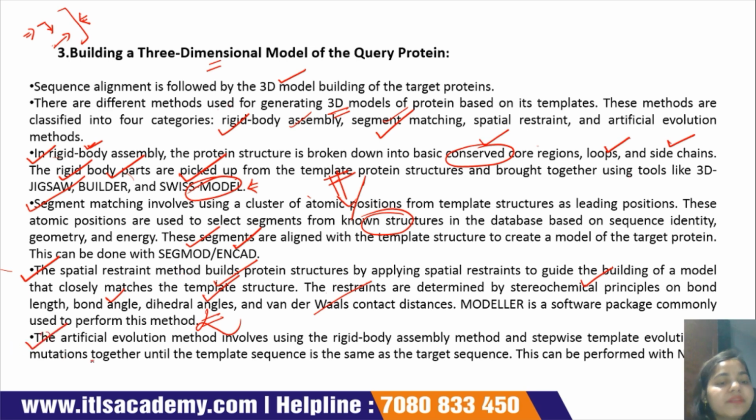Okay, next is the artificial evolutionary method. The artificial evolution method involves using the rigid body assembly method and setting up the template evolutionary mutation together until the template sequence is matched to the target sequence. And this is performed with NEST.